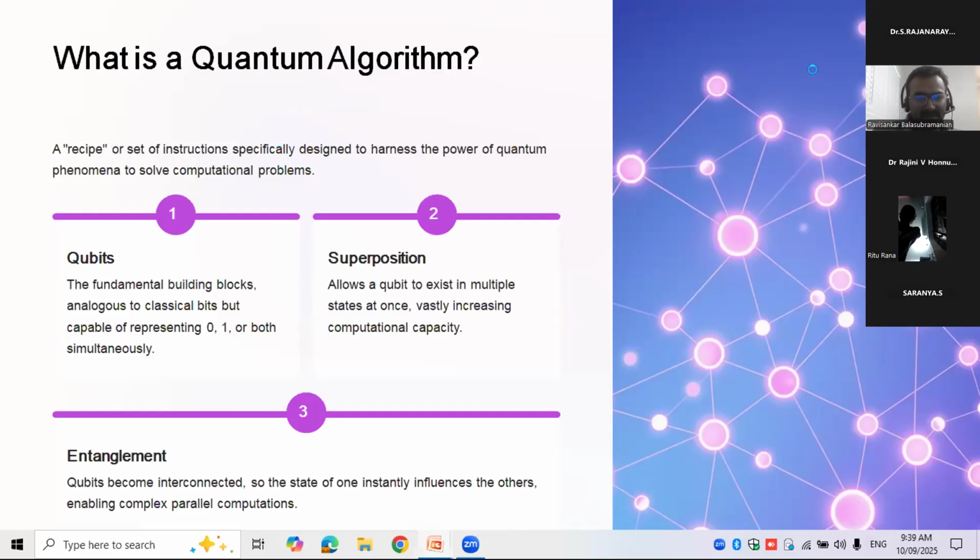Superposition allows qubits to exist in multiple states at once, and versatility increases the computational capacity. Entanglement connects the qubits so they are interconnected, so that the state of one influences the other, enabling complex parallel computations. It is interconnected so that it can be processed in parallel. Okay, so these are the three recipes being used in all the algorithms.